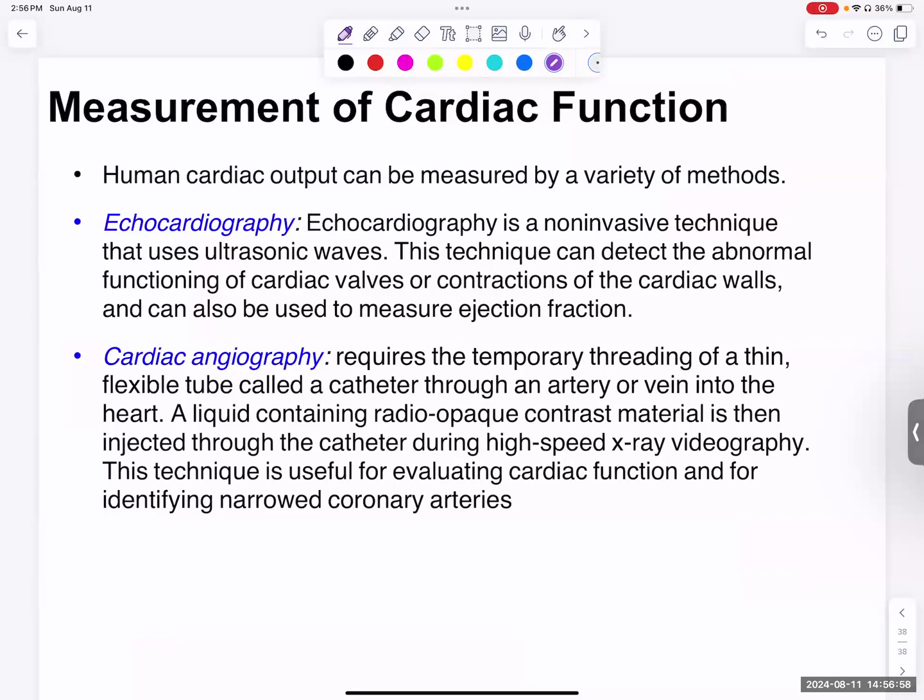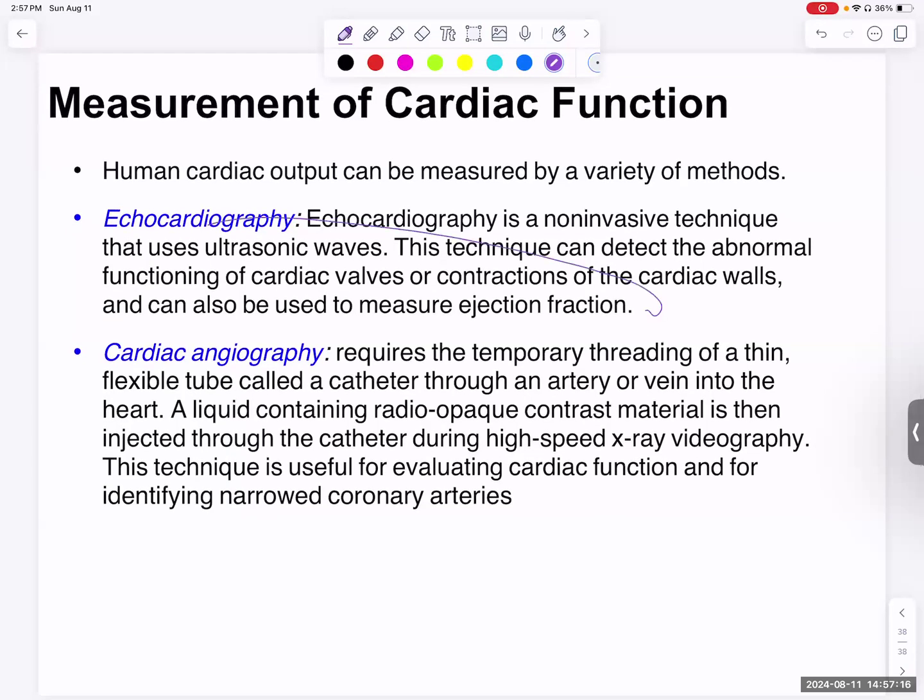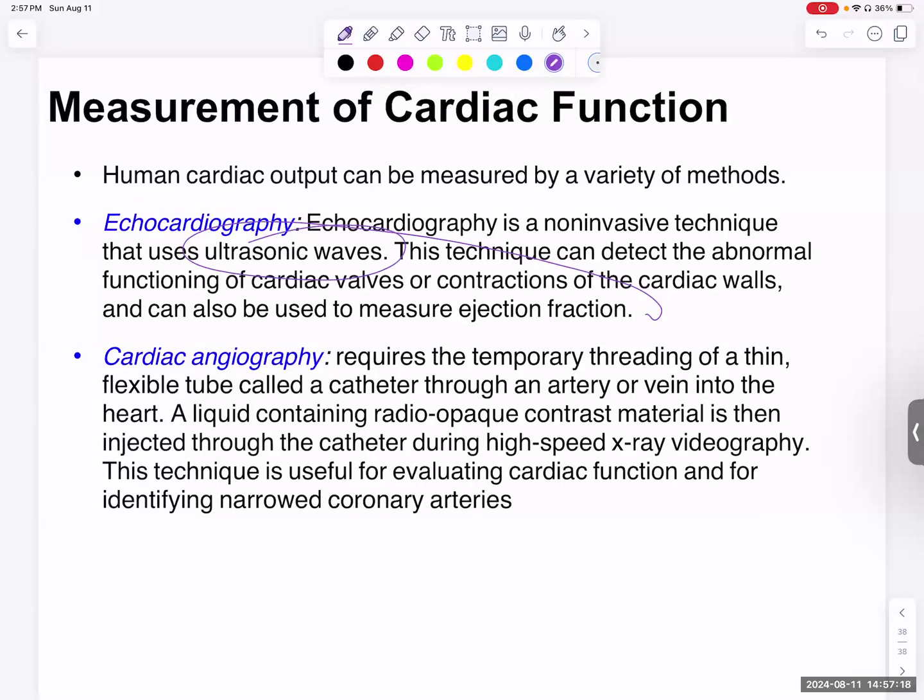How we measure cardiac function, there's lots of ways. We do treadmill stress tests. We can do EKGs. We can do echocardiograms. It's an ultrasound that can look at your heart function, the valves, the cardiac wall, and measure ejection fraction, all from an ultrasound. So echocardiograms and ultrasound, it's non-invasive.